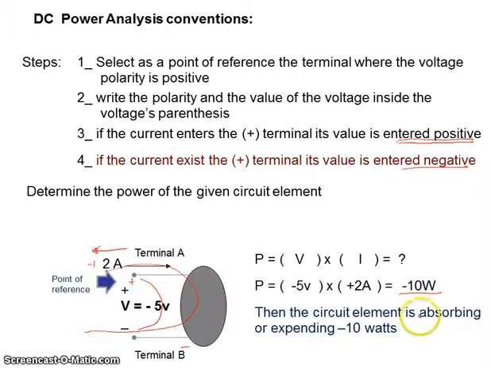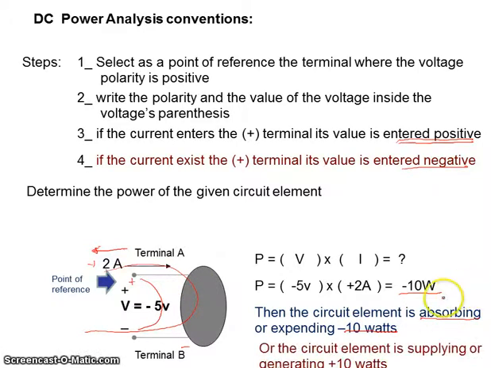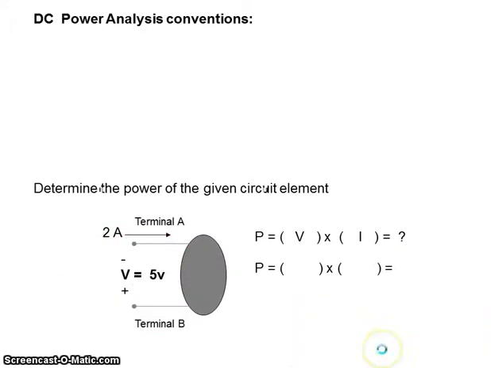If I express this as absorbing, I will have to say that this circuit element is absorbing minus 10 watts, since power absorbed is usually positive. If I express this as power being supplied, knowing that power supplied is negative, then I can say this circuit element is supplying plus 10 watts.